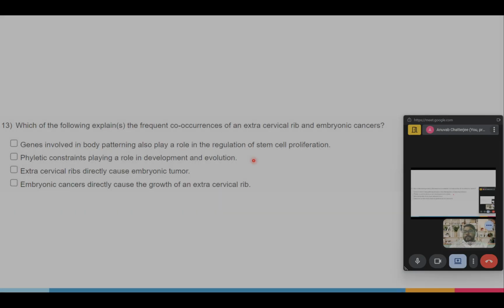Okay, moving on. Which of the following explains the frequent co-occurrence of an extracervical rib and embryonic cancers? The options are: genes involved in body patterning also play a role in regulation of stem cell proliferation; phyletic constraints playing a role in development and evolution; extracervical ribs directly cause embryonic tumors; embryonic cancers directly cause the growth of an extracervical rib. This is a more-than-one-option-correct kind of question, so I will give you a moment to try and figure this out.